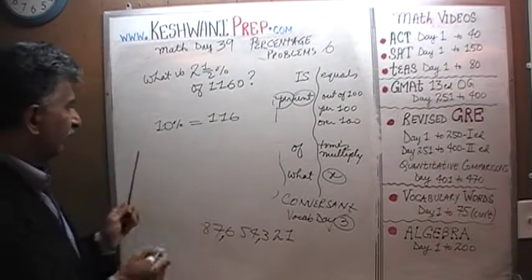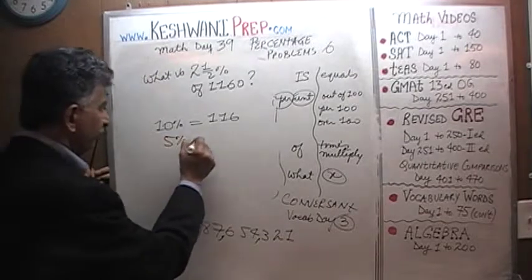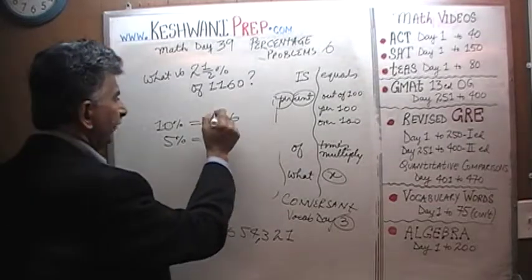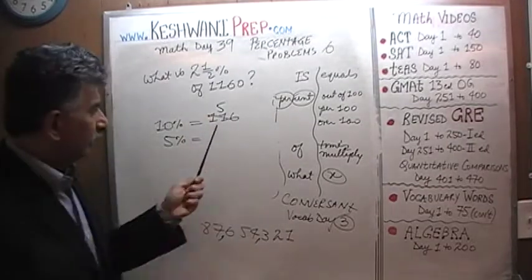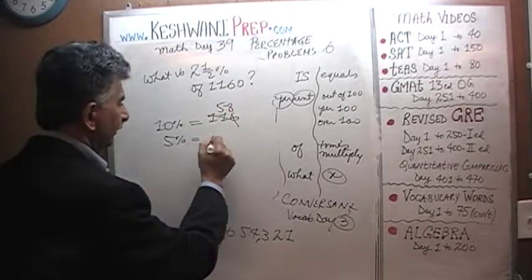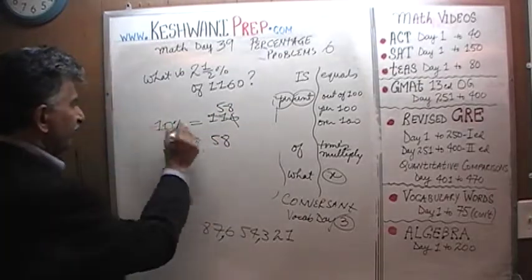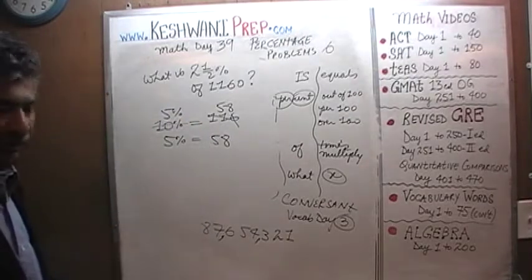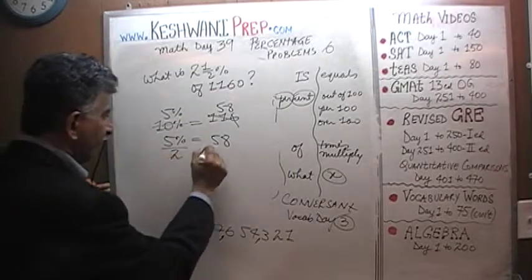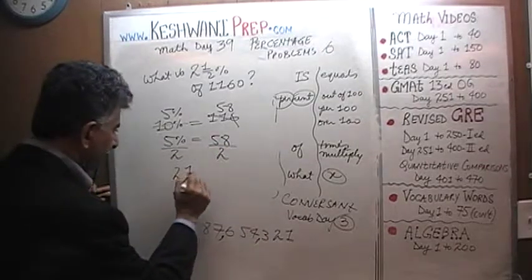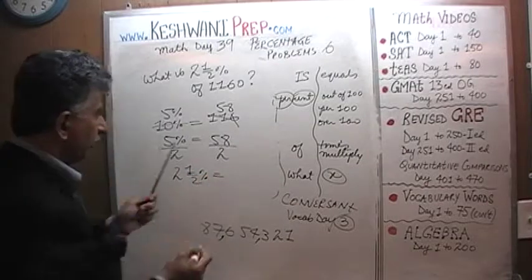If 10% is 116, that implies that 5% has to be half of that. Let's divide it by 2. 11 has 5 2's. The remaining one goes and joins the 6, becomes 16. That gives us 8. We get 58 here. Now that's 5%, because we just divided by 2. Let's take half of that. And half of 5% would be 2.5%. And 2.5% would be whatever we get here.